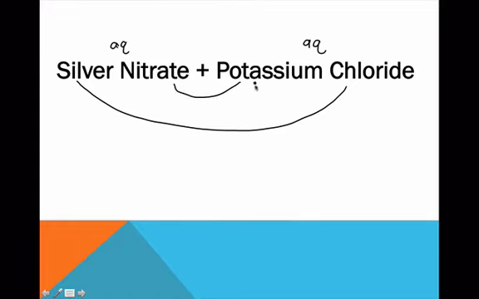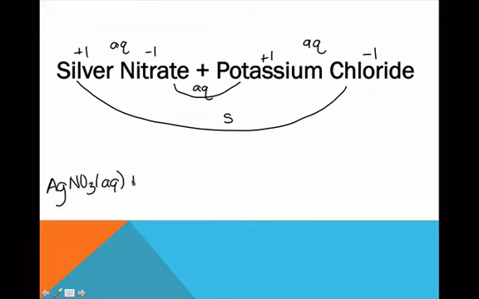oh, excuse me, and potassium nitrate. Silver chloride, if I look that up on the table, is going to be a solid, and potassium nitrate is aqueous. So this reaction will happen. Both my reactants are aqueous, and I have one product that's a solid. So I'm going to quickly go through, and I'm just going to label charges here so that I can write it faster down below.